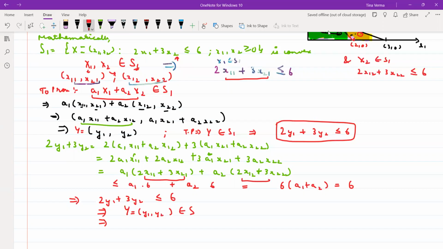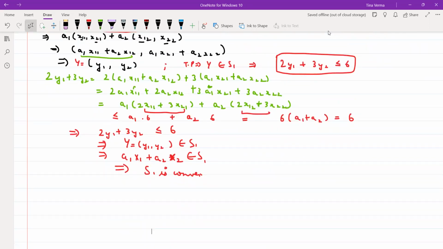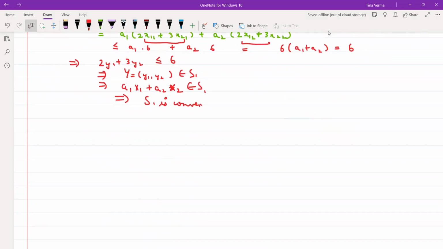Now what was my y? Y was nothing but that CLC, a1 x1 plus a2 x2, that also will belong to S, which implies your S is convex, right? Here I am taking the S1 set. So this is the mathematical way to prove any set is a convex set, right?